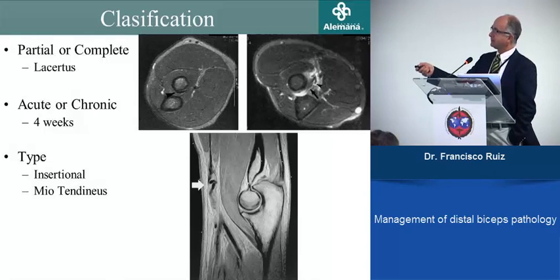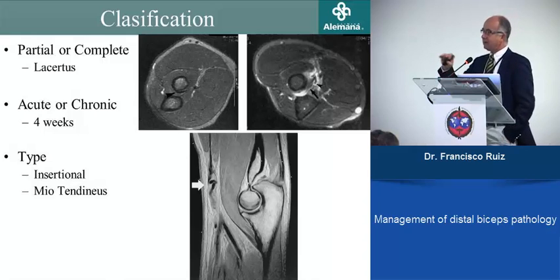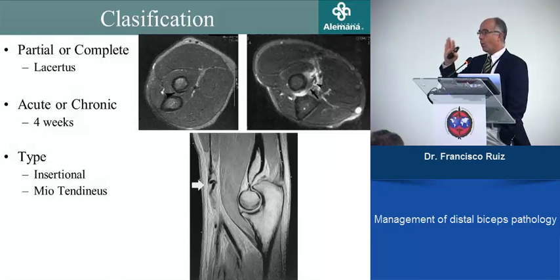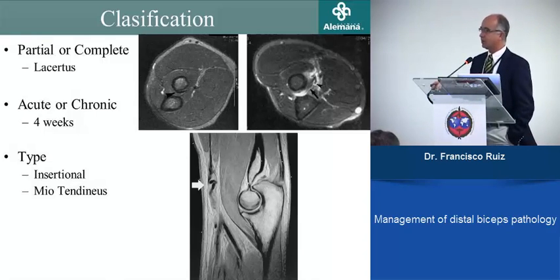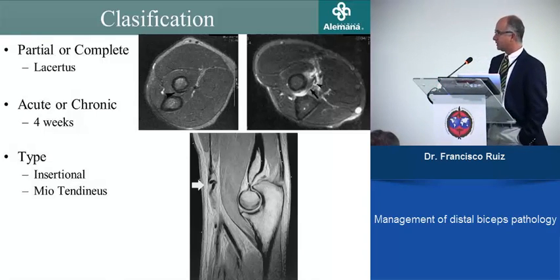As a matter of making some type of classification, we can think that we have partial or complete. We can't forget about the structure of the lacertus. We can think between acute or chronic, and maybe we could talk about that later, when we can call them acute or chronic, maybe around 4 weeks. And on the other hand, if we would like to make some classification regarding the type, we can think of insertional, the most frequent, and myotendinous, the most infrequent.